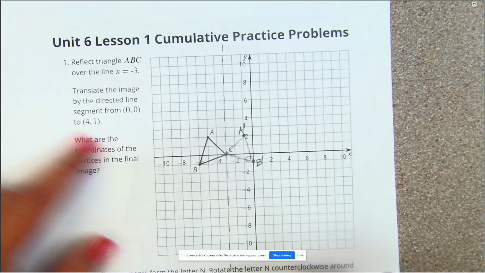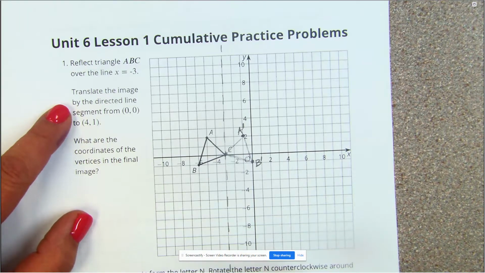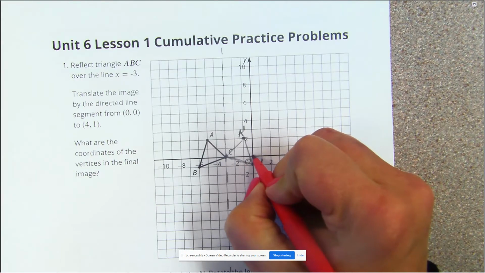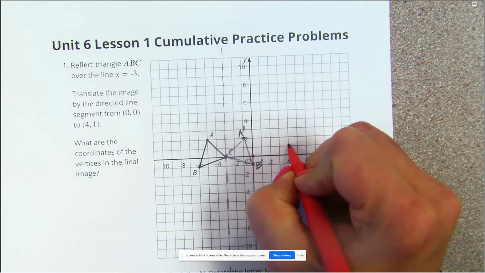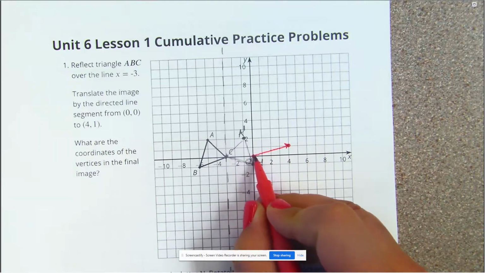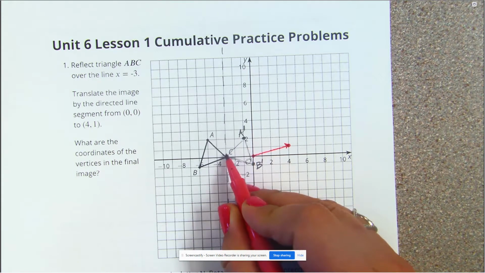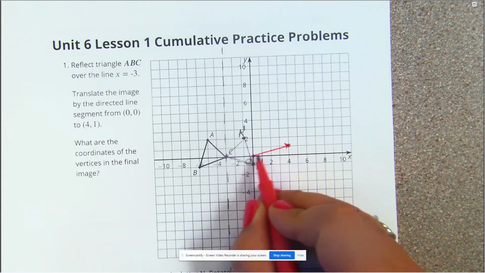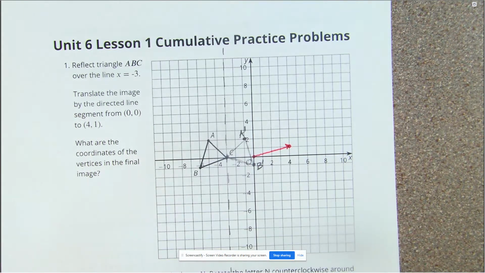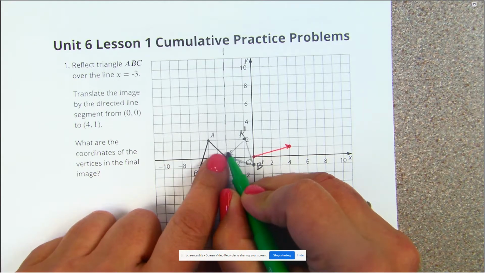Then it says, translate the image by directed line segment from 0, 0 to 4, 1. So what they're basically saying is, here's 0, 0, and here's 1, 2, 3, 4, 1. So they want you to shift this whole thing up 1 and over 4. So each of these points, I'm going to do what this directed line segment did, which went up 1 and over 4. So I'm going to use a different color now. So this one, I'm going to go up 1 over 4.